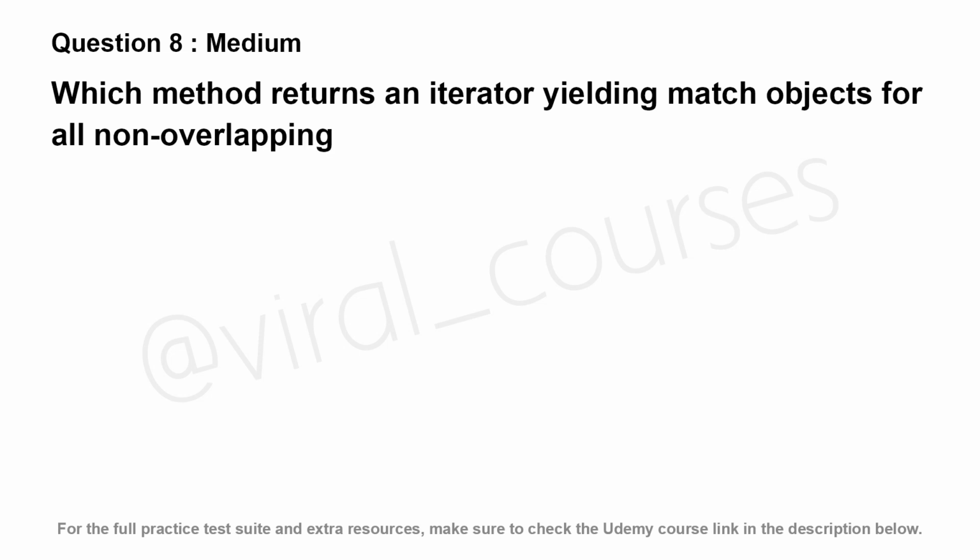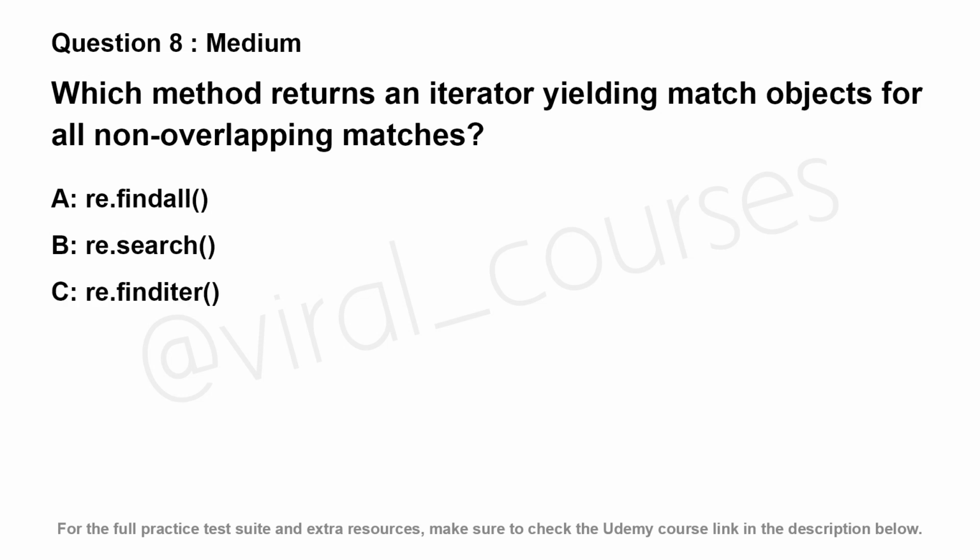Which method returns an iterator yielding match objects for all non-overlapping matches? Option A, re.findall. Option B, re.search. Option C, re.finditer. Option D, re.split.